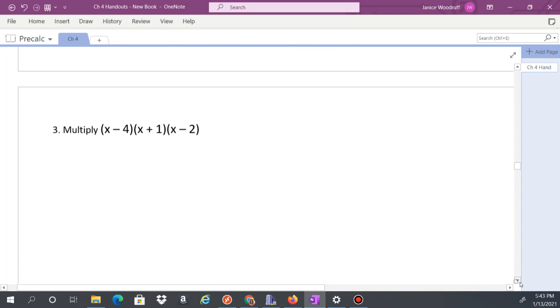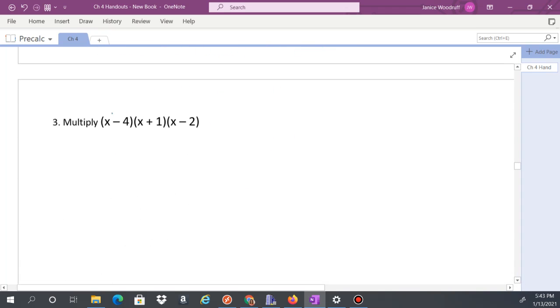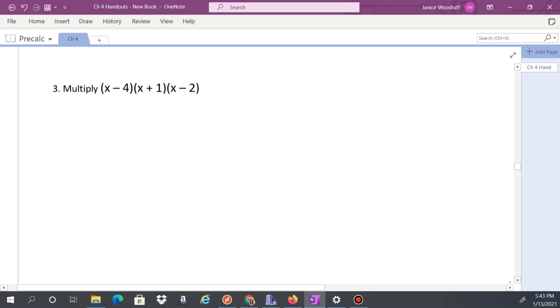Then I want to take these values and put them into a factor, x minus the value. So we have x minus the value 4, x minus negative 1 gives us x plus 1, and then x minus 2. And we multiply these out. Okay, so we could start with doing x minus 4 times x plus 1.